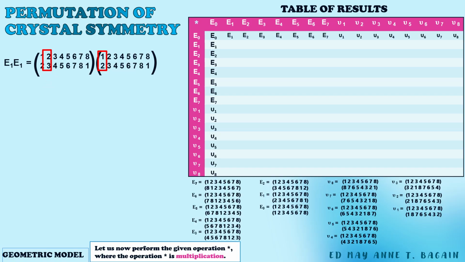So as we can see, we have here the number 1, 3. So we'll be looking at the 2. We have 3. So we will be looking at 3. And the answer is 4. So 2 is now the 4.